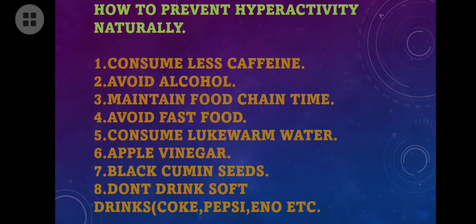Next, how to prevent hyperacidity. Hyperacidity, how can you prevent it? Consume less caffeine, avoid drinking alcohol, maintain meal timing. See, meal timing is very important. If you take your lunch at 8:30 or 9, continue at that time only. Don't miss or bypass your lunch or breakfast, and any food you take, take it in a limited way, at the correct and accurate time.